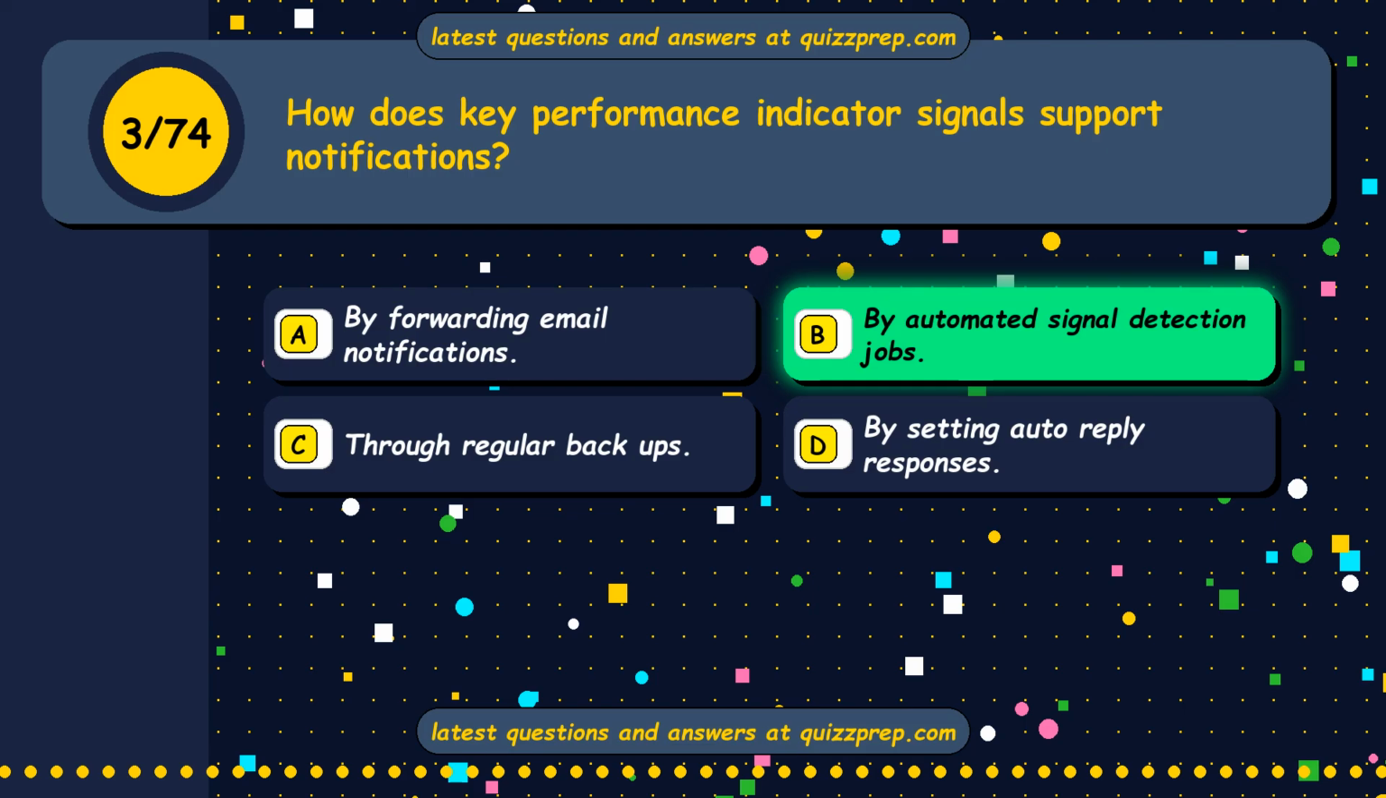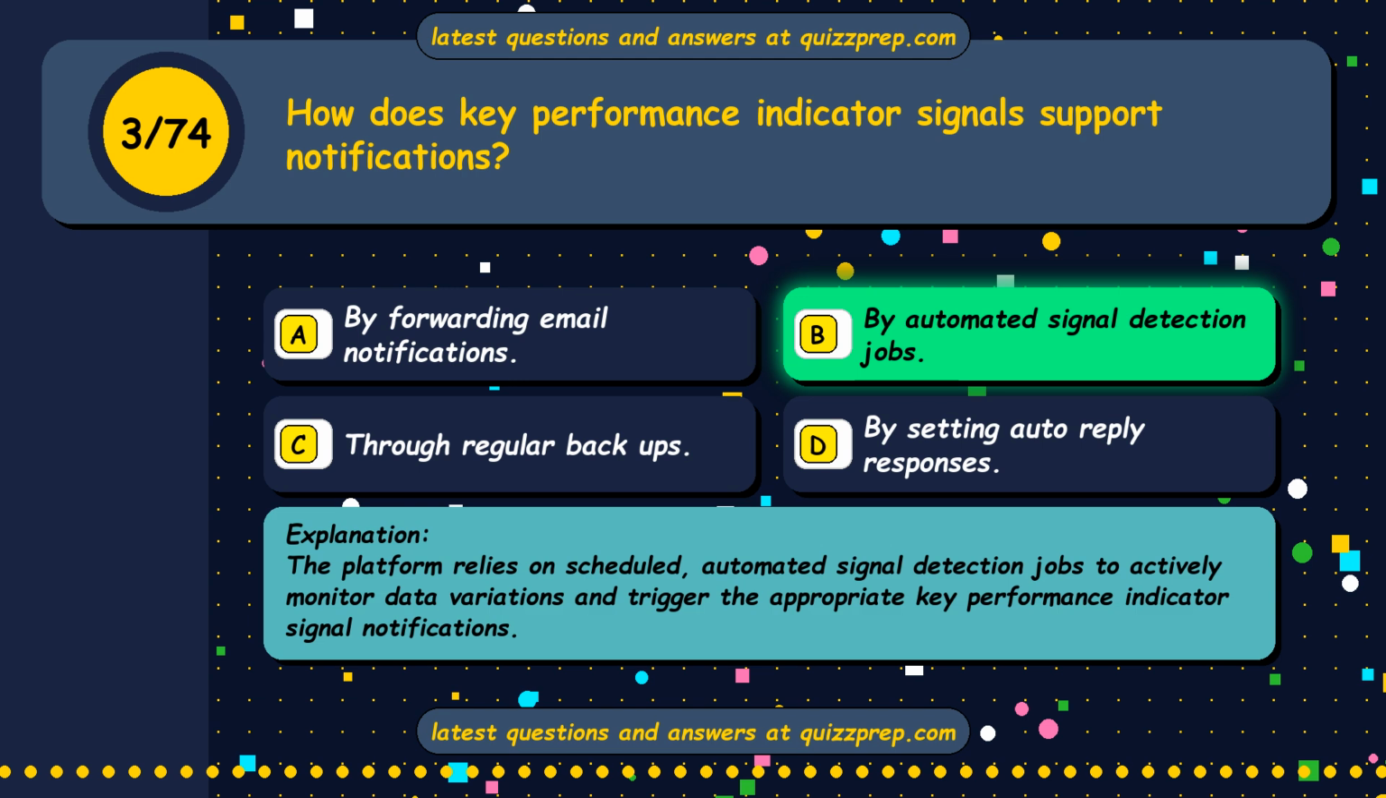The correct answer is option B, by automated signal detection jobs. The platform relies on scheduled, automated signal detection jobs to actively monitor data variations and trigger the appropriate key performance indicator signal notifications.